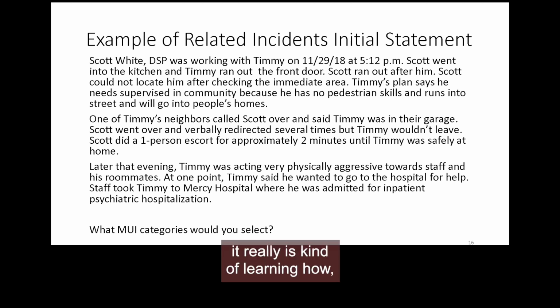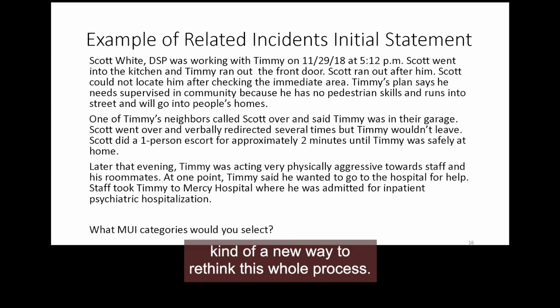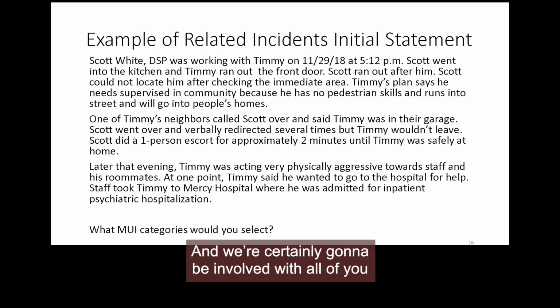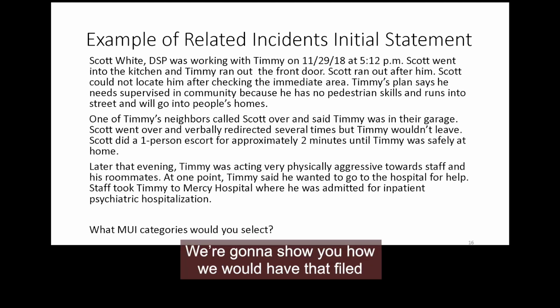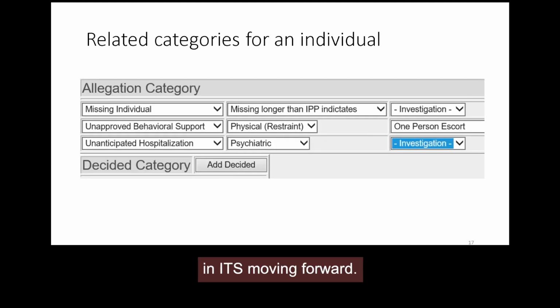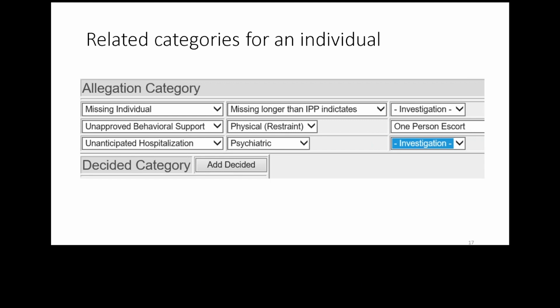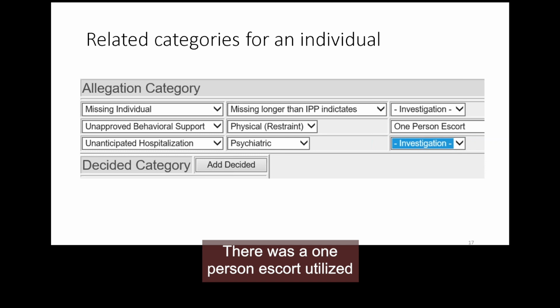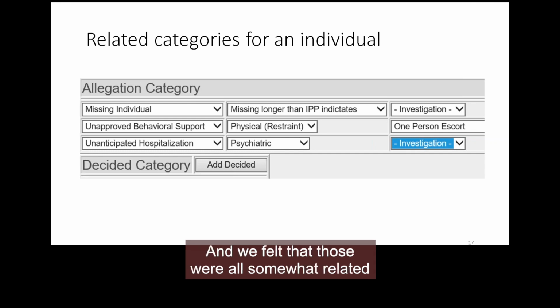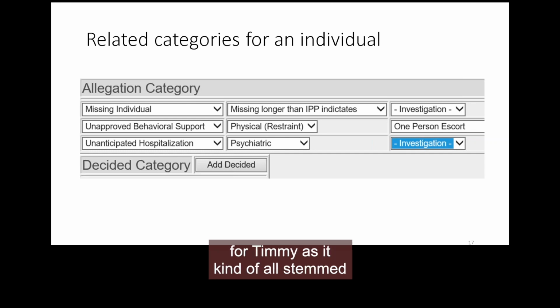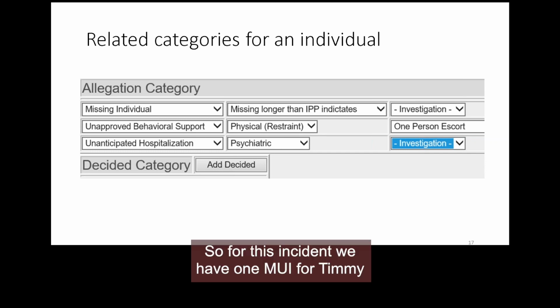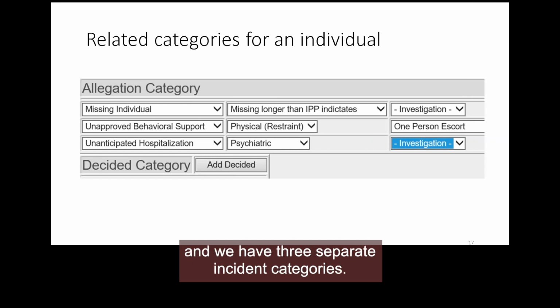As we work through this process, it really is learning a new way to rethink this whole process. We're certainly going to be involved with all of you to make sure that we're all on the same page when it comes to this. We're going to show you how we would have that filed in ITS moving forward. So for Temmie's incident, obviously he went missing. There was a one-person escort utilized, and then he was later hospitalized. We felt that those were all somewhat related for Temmie, as it all stemmed from the same situation. So for this incident, we have 1 MUI for Temmie, and we have 3 separate incident categories.